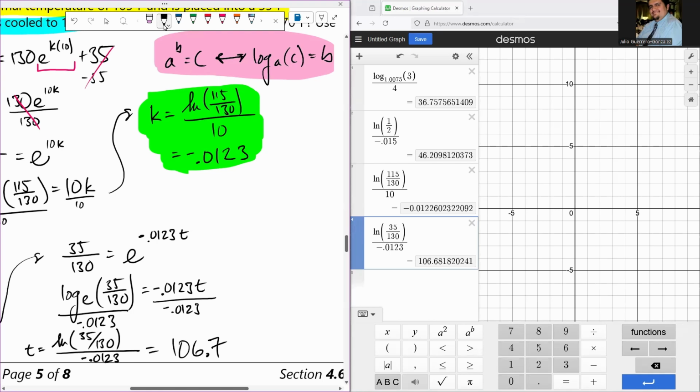This question always comes up: how many decimal points? One or two is healthy, so I could have put down 106.68. That's fine too.